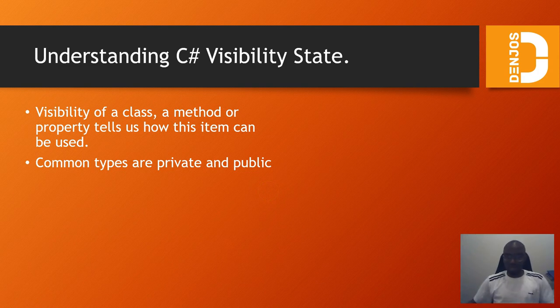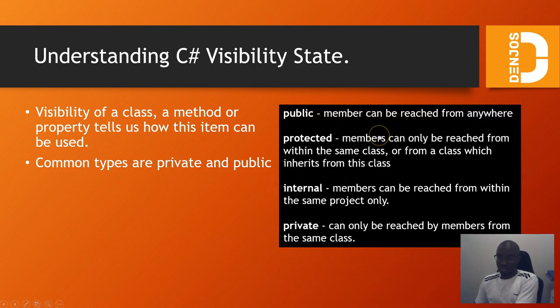Now, let me explain some more types that you may have not seen before. We just talked about public, which we saw there, and we talked about private down here. So, let me read it more. A public member can be reached from anywhere. You can basically get them from anywhere where you have a class created as an object and called somewhere, and you can reach all those public members. Protected members can only be reached from within the same class, or from a class which inherits from this class.